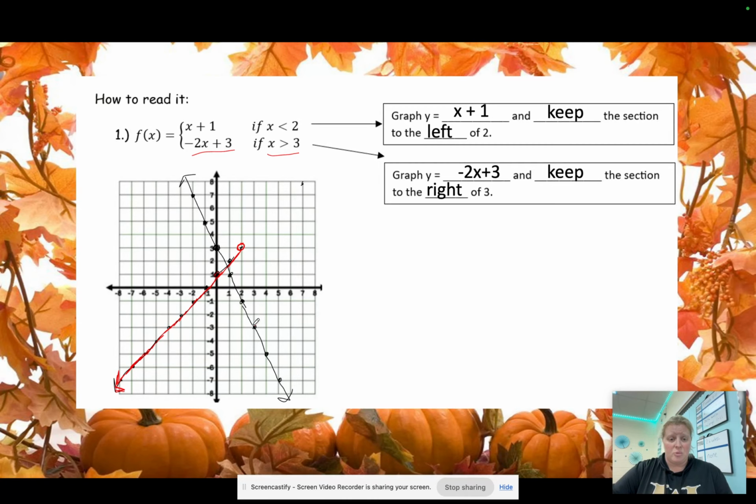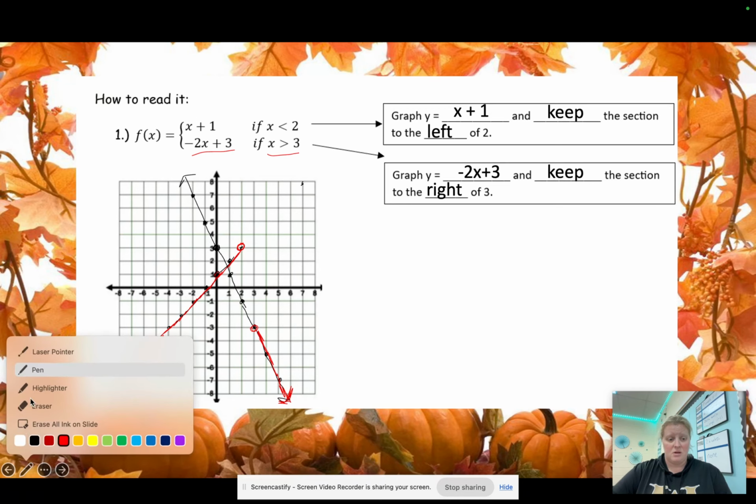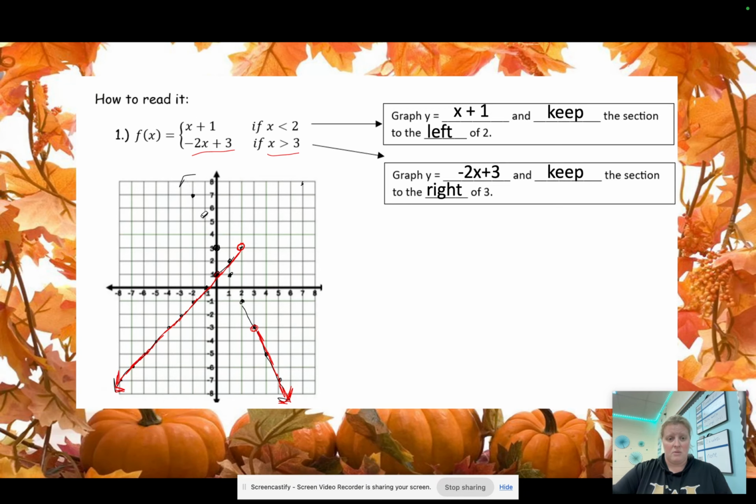Not underlined means we have to draw an open circle right here, not a closed one. But this time I go to the right of 3. I want to keep the stuff on the right, so that's the section I'm going to shade. Now I'm going to pick up my eraser and get rid of this leftover black stuff. I don't need any of that.